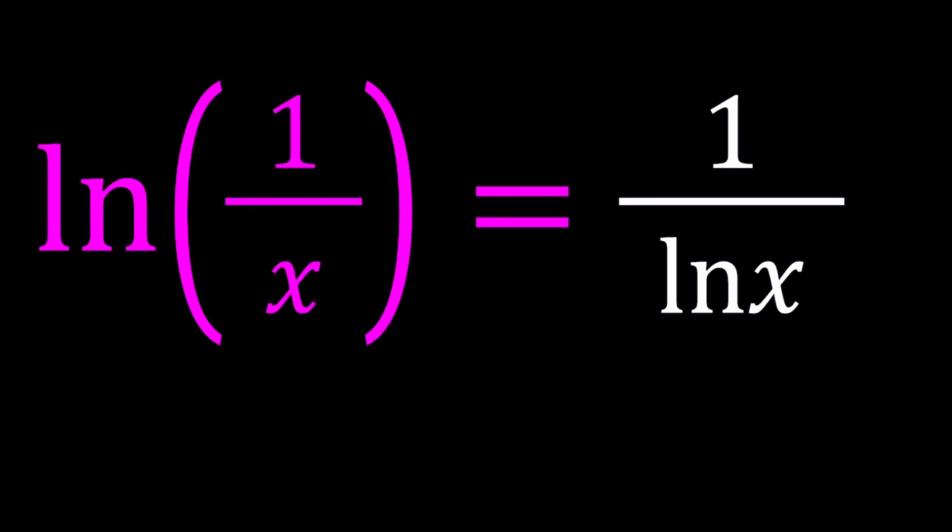Hello everyone. In this video we're going to be solving a nice logarithmic equation with natural log, which is ln. So ln is the log with base e, which is Euler's number. Let's go ahead and take a look at this equation. We have ln of 1 over x equals 1 over ln x.